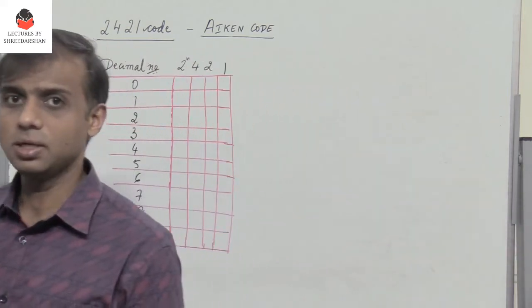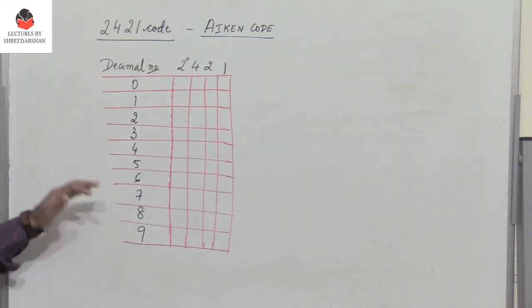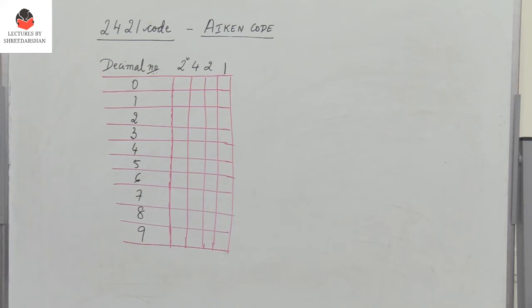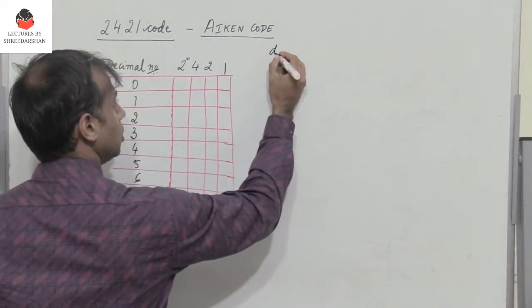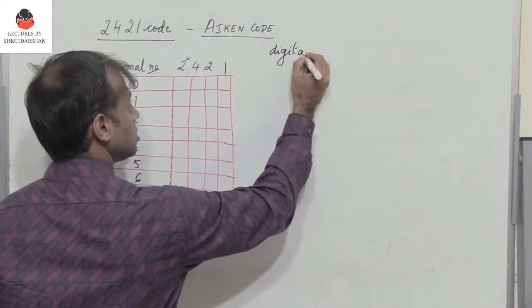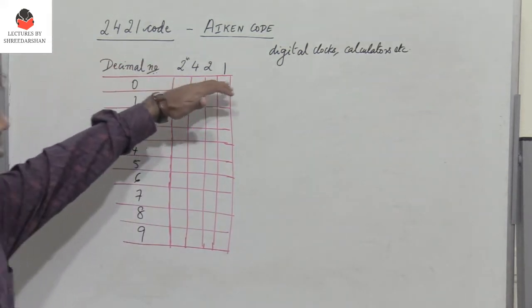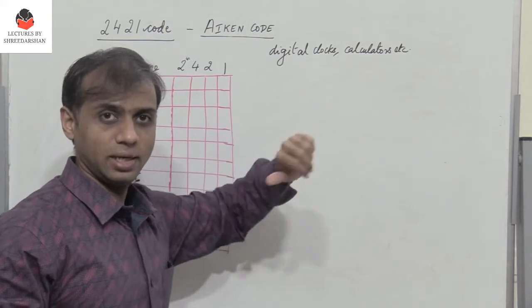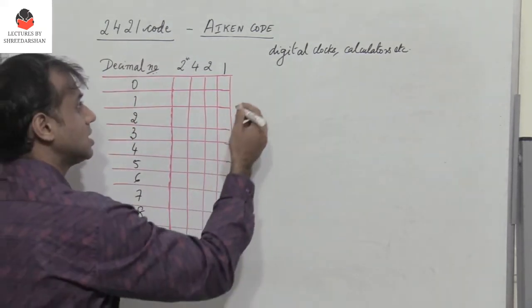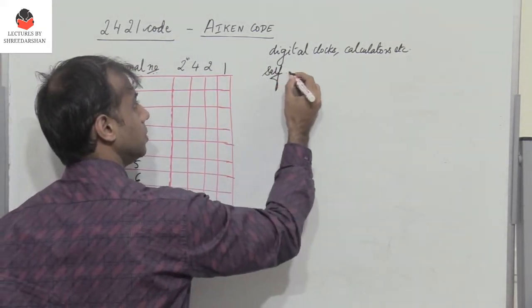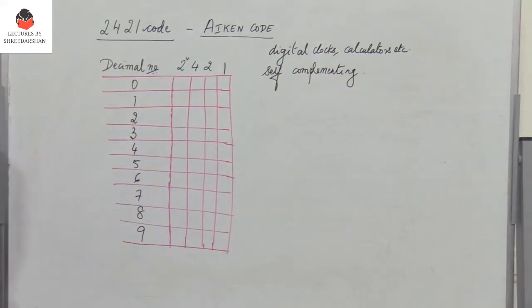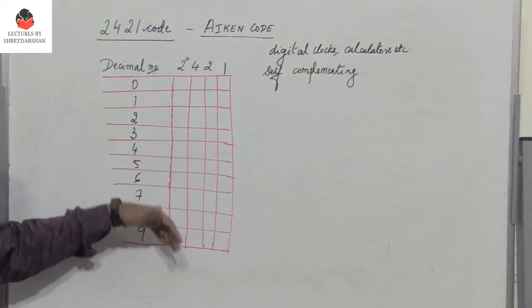So I have decimal digits 0 to 9. But before that, where is this 2421 code used? This 2421 code is used in digital clocks and calculators. So this 2421 code, or Aiken code, is used in digital clocks and calculators and is also a self-complementing code. So the codes are self-complementary. So what do we mean by self-complementary?